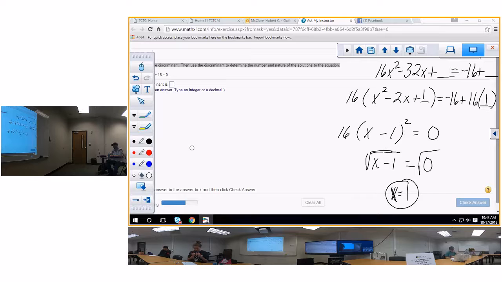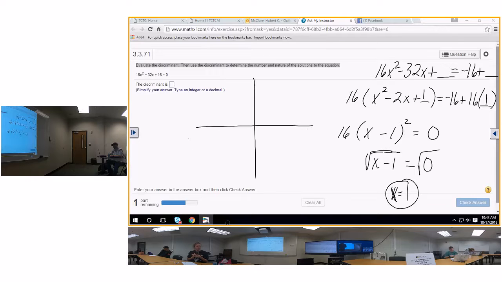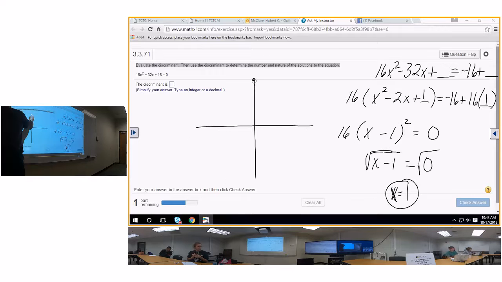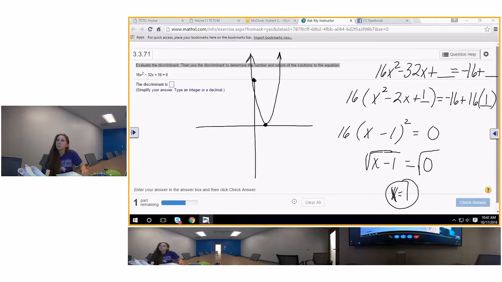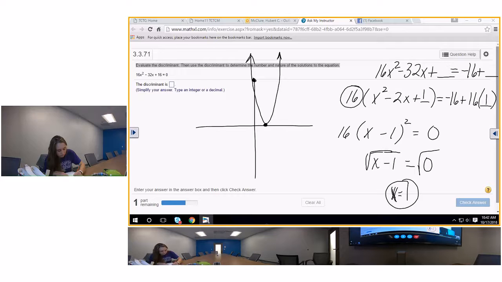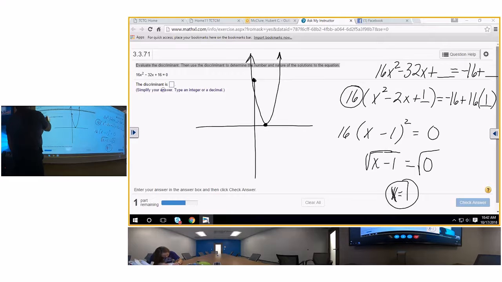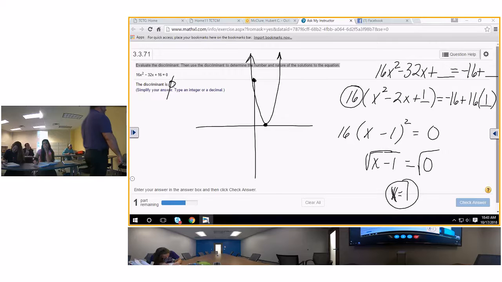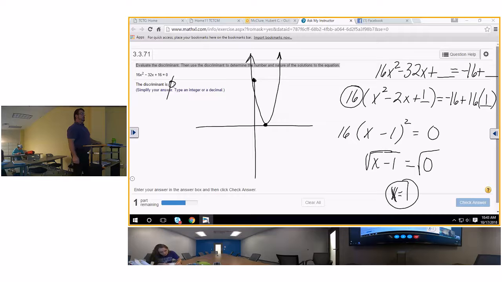So here we go. My y-intercept is 16. My x-intercept is 0, 1. Why is it so skinny? What tells us it's skinny? The 16. Oh, look. The discriminant is what? 0. Because that's what's under the radical that tells you you have one x-intercept.